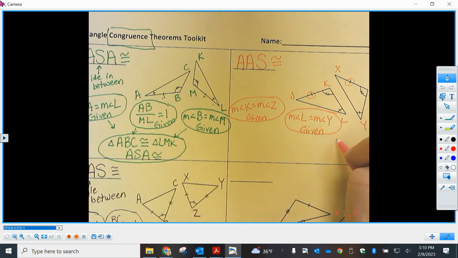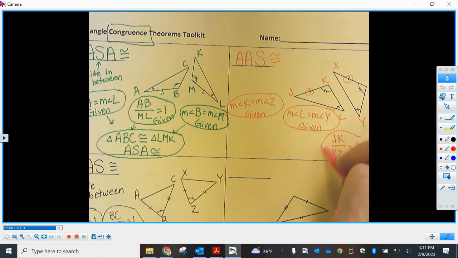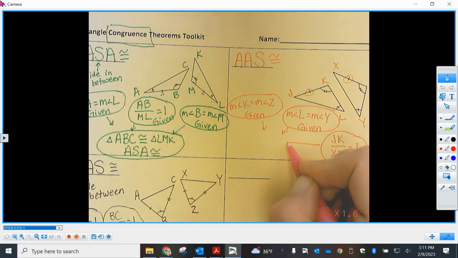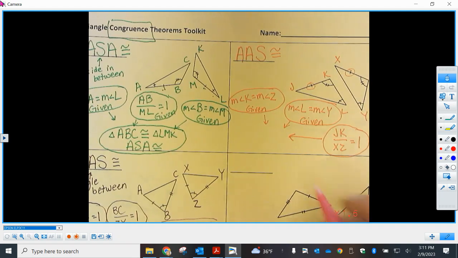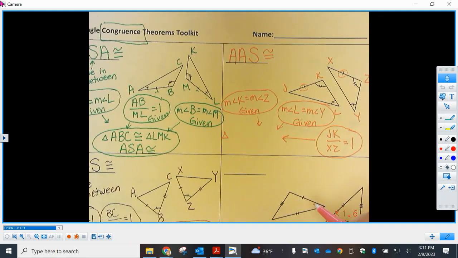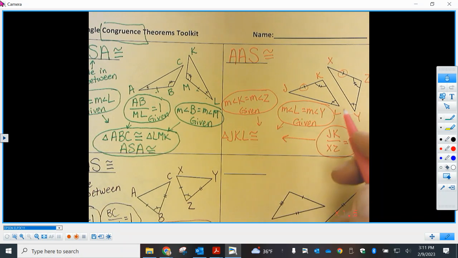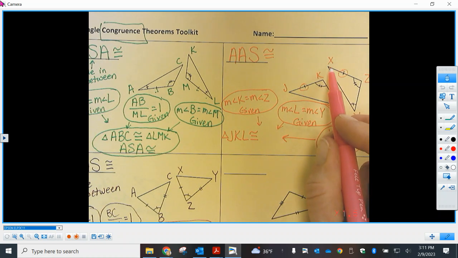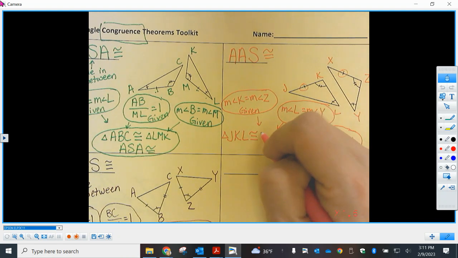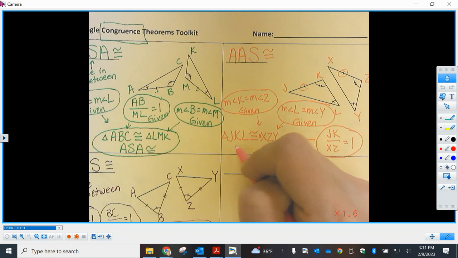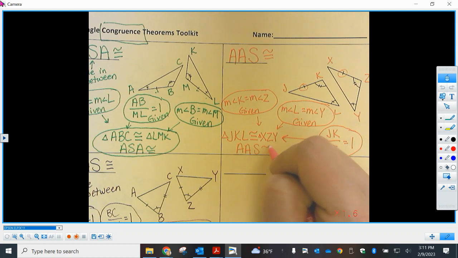The last part is the congruence part. So these are equal to each other. JK over XZ equals 1. That has a ratio of 1. I'm running out of room. So I can say triangle JKL is congruent to triangle XZY by angle, angle, side congruence.